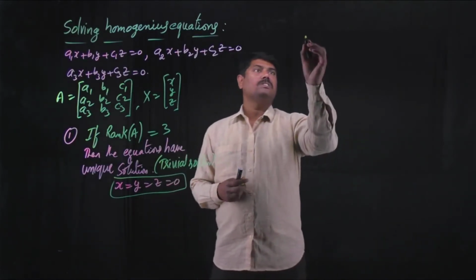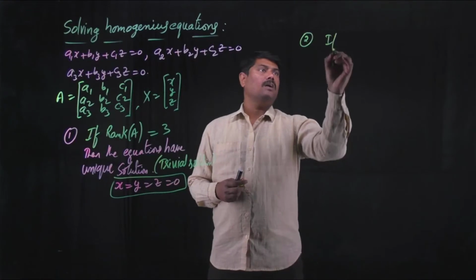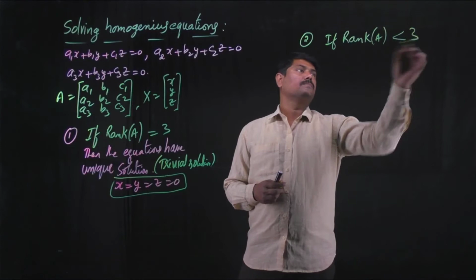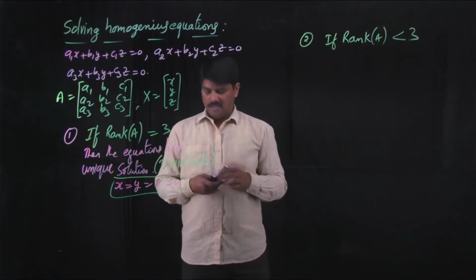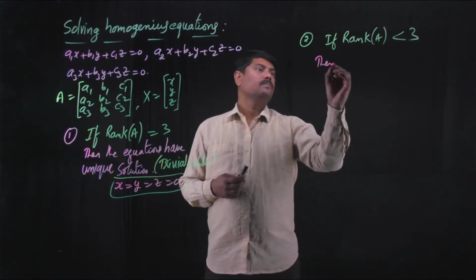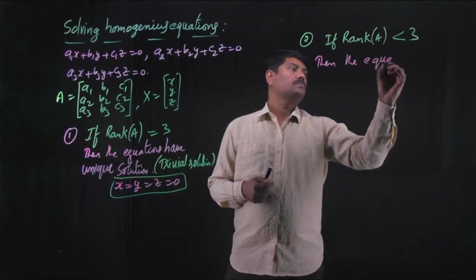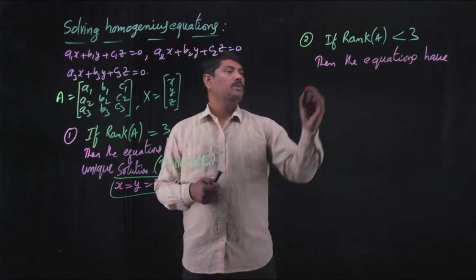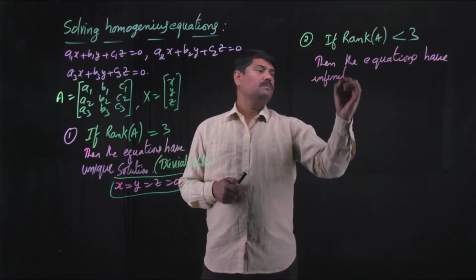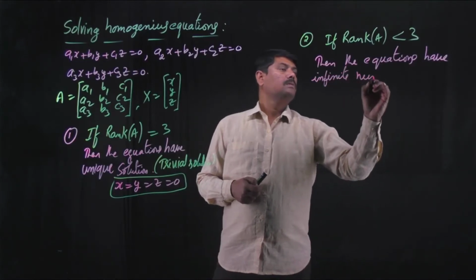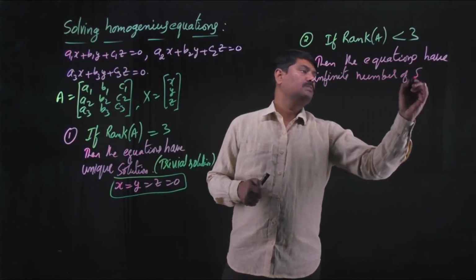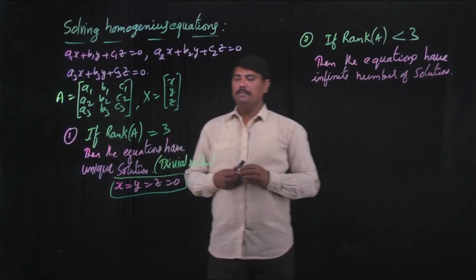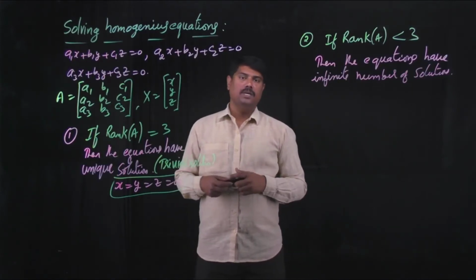Now observe the second point. If rank of A is less than 3, whether it is 2 or 1, then the equations have an infinite number of solutions. These are the 2 points you have to remember in solving homogeneous equations.